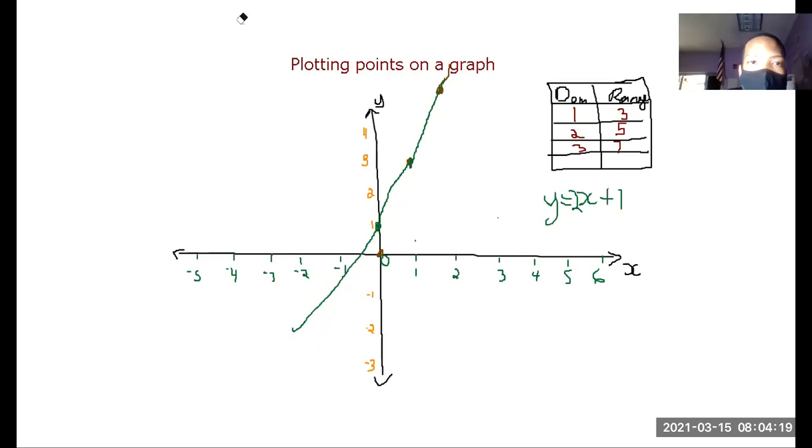And as we said, this one will be a linear function because it's a straight line, and it's also a function because it passes the vertical line test.